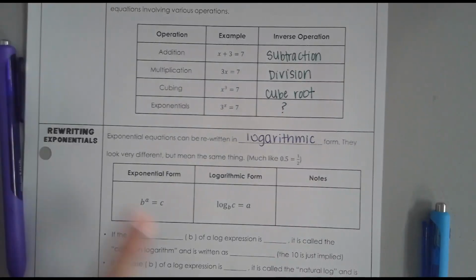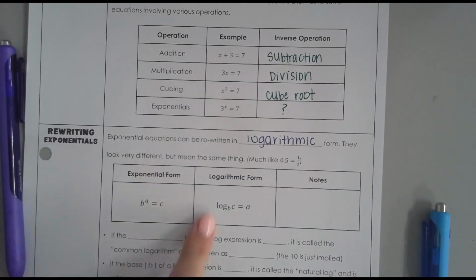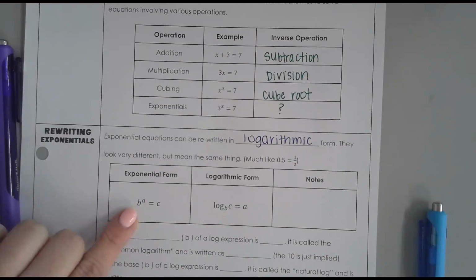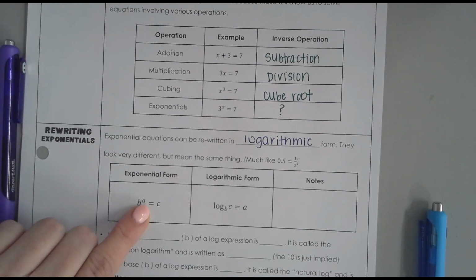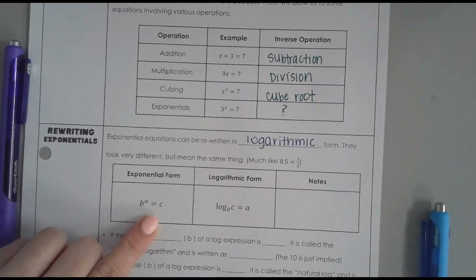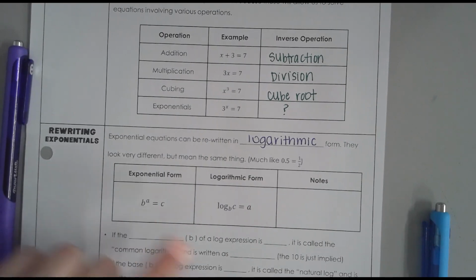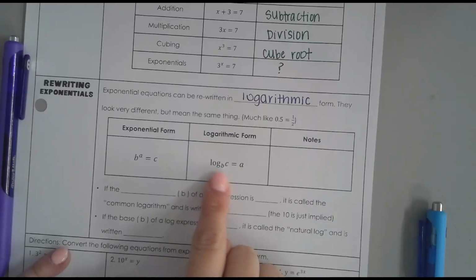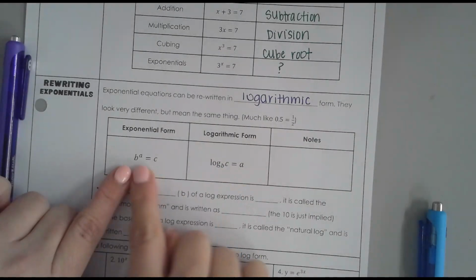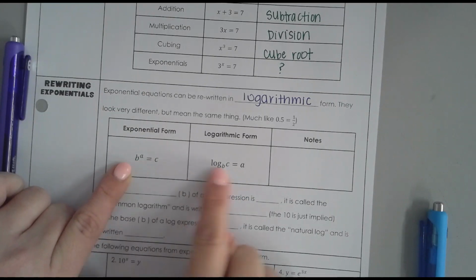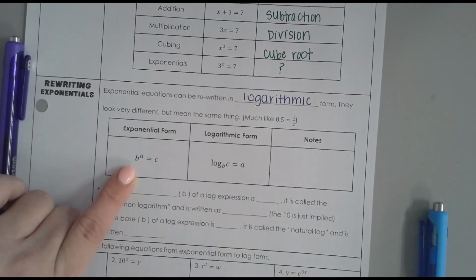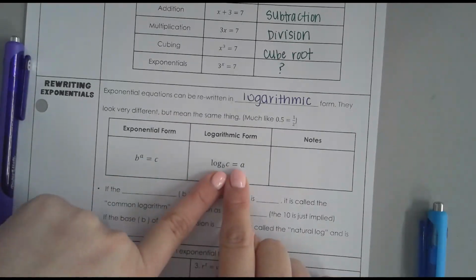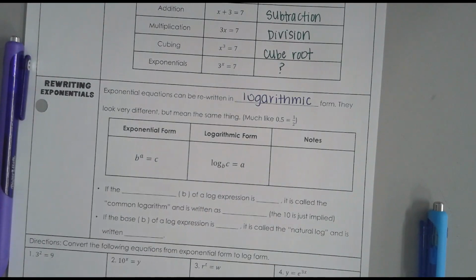So I'm going to show you, in general with all letters, it gets easier as we start putting numbers in. If you have b to the a power equals c, so something to some power equals something, you can rewrite it. You write log, and logs have a base, which in this case would be b, the big number. Log base b of c equals a. So let me show you an example.